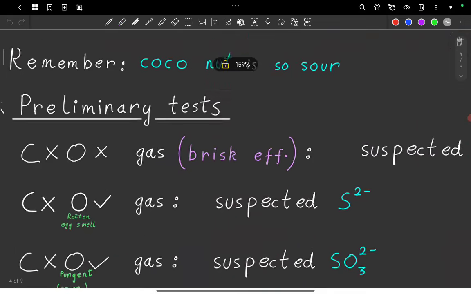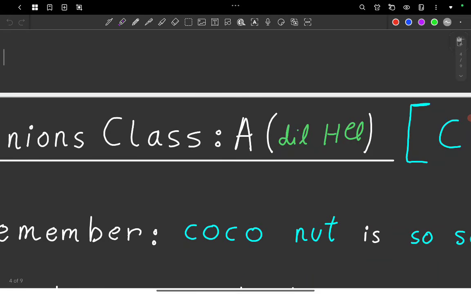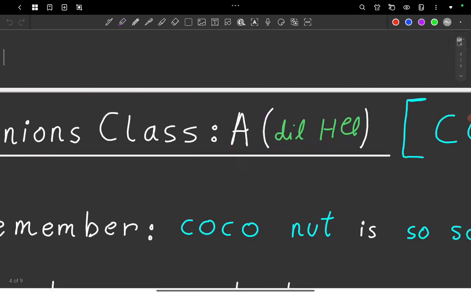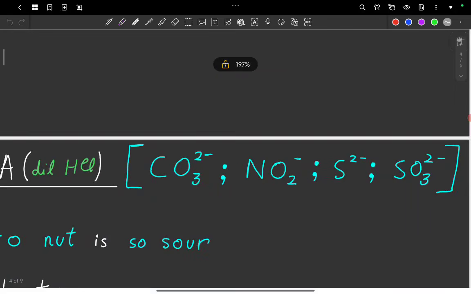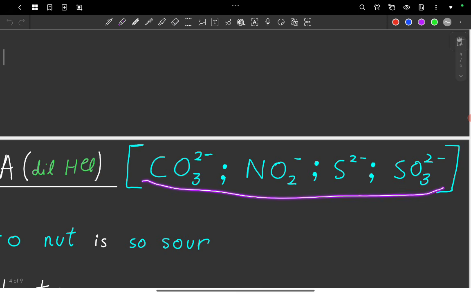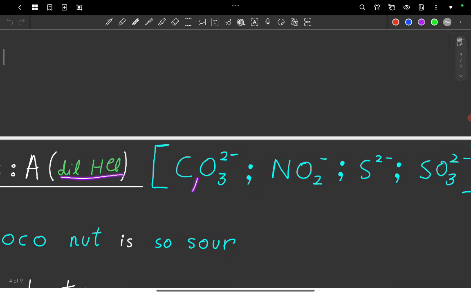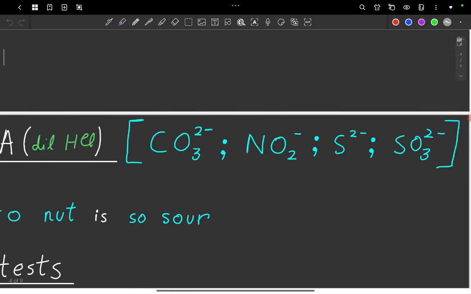So let's start with our anions, class A. Now, why are they segregated into class A and class B? In class A, you have to test with dilute HCl. The preliminary test has to be done with dilute HCl. What is the preliminary test? For all of these anions which belong in the first group, you use dilute HCl in the solution. With dilute HCl, each of these produces a different result, which can make you suspect their presence in the solution. Based on our inference from that, we check for their presence via their confirmatory tests.